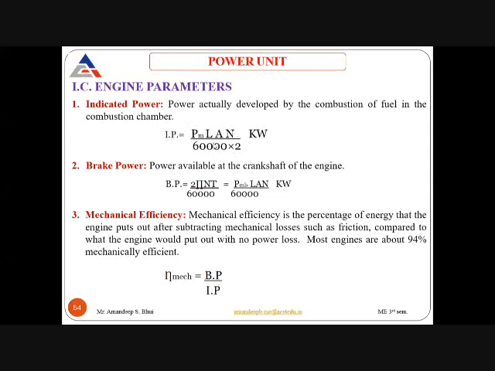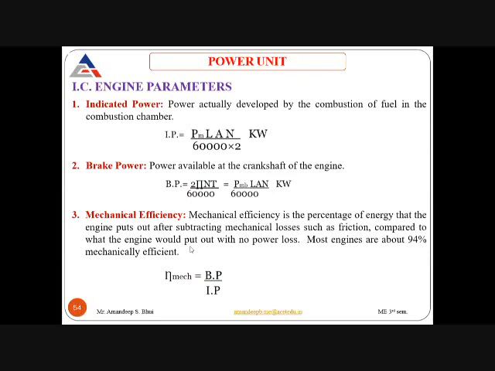So this is the formula to calculate the indicated power. Then comes the brake horsepower, or the brake power. This is the power that is available at the crankshaft. It is given by 2 pi N T divided by 60,000, where T is the torque. Now this torque can be written in terms of PMB, the mean brake effective pressure. So it is PMB into L A N upon 60,000. This is how you calculate brake power.